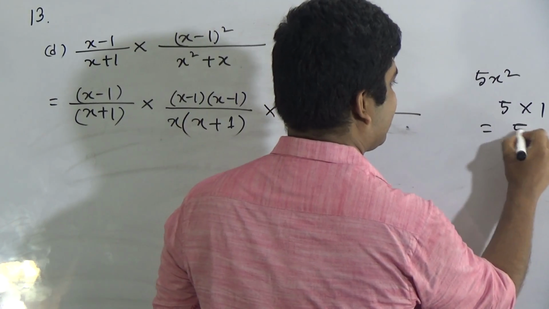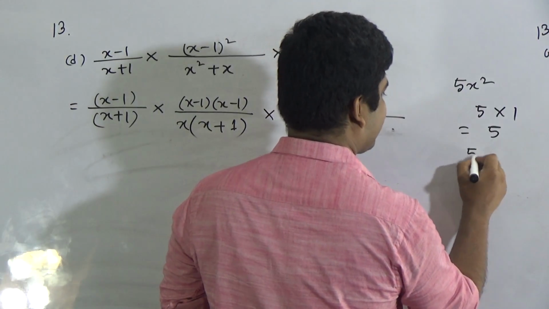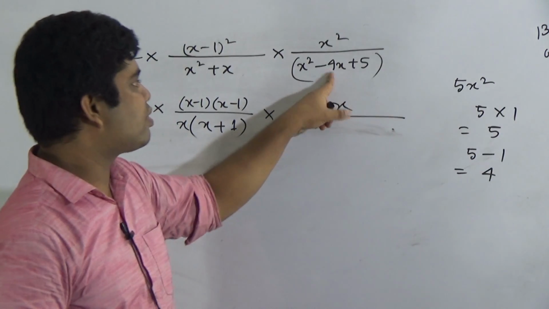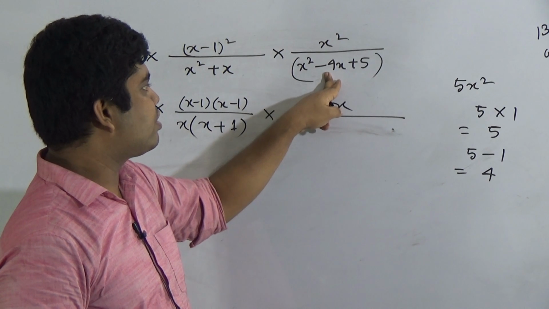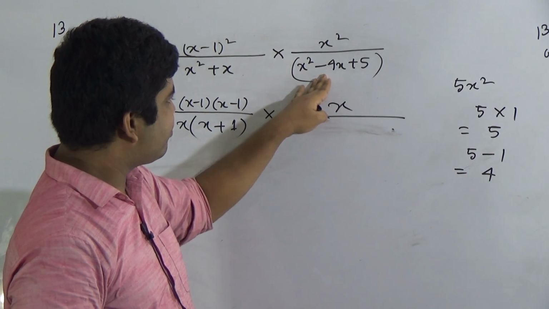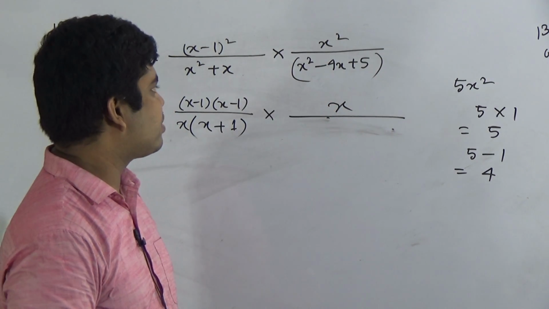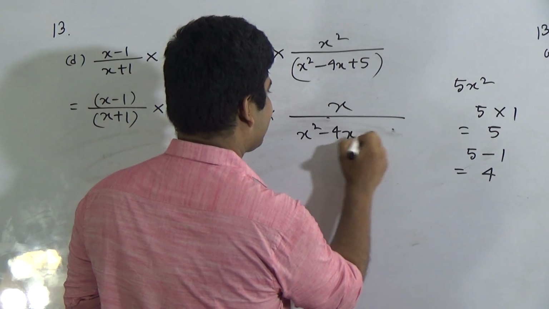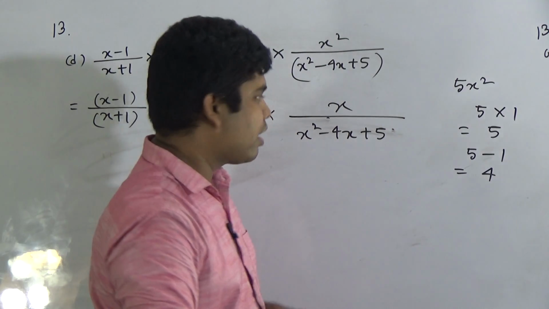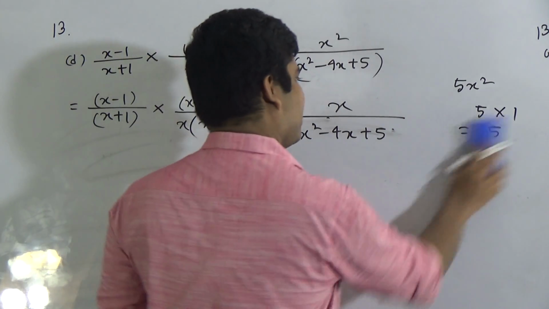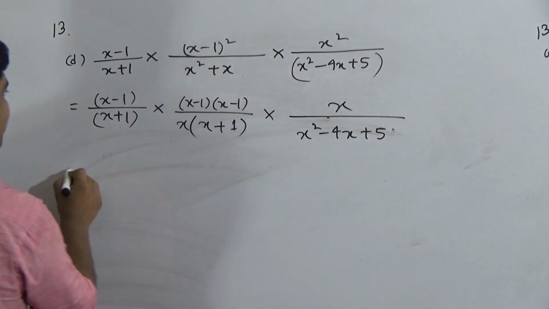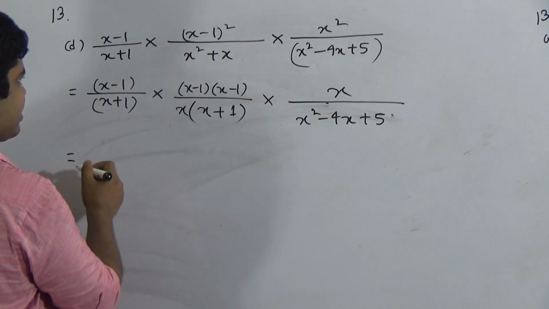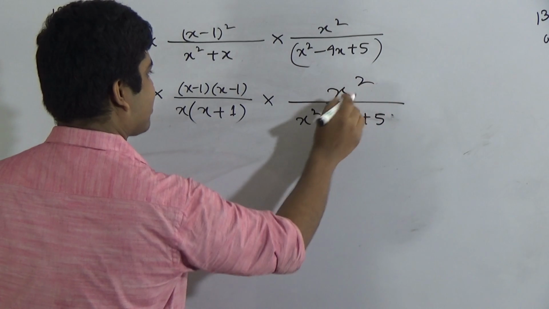So 5 ones are 5. If we subtract 5 minus 1, then we get 4. But here it is minus 4, so we can't break it into factors by using the middle term method. So this remains unchanged. That means x square minus 4x plus 5. Okay, then now we cut, as these are multiplication signs. Here you notice this is x square.